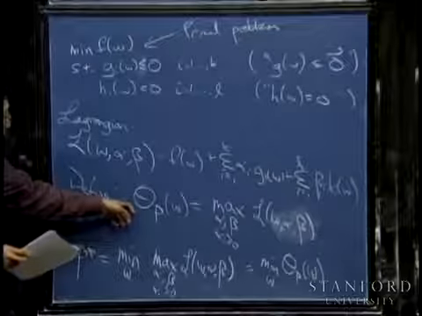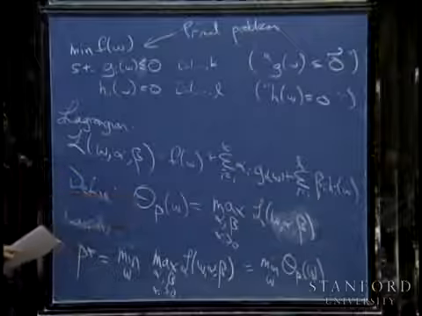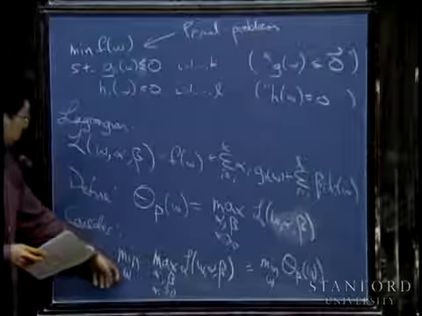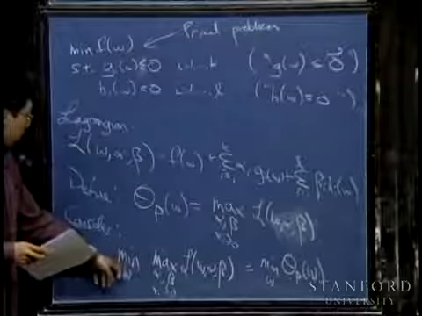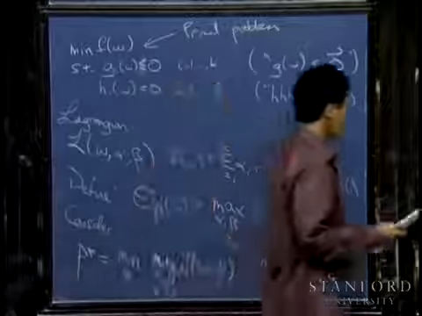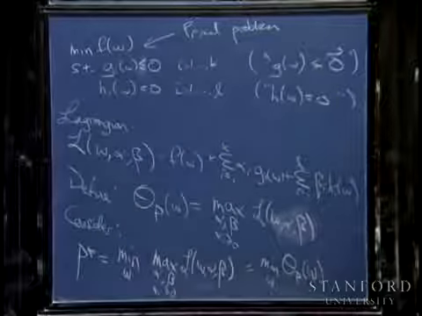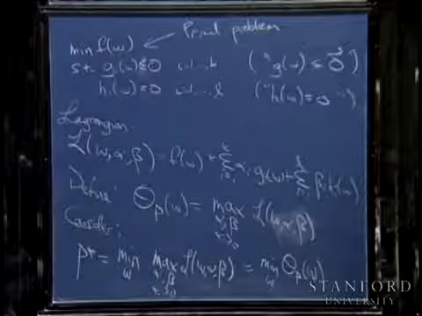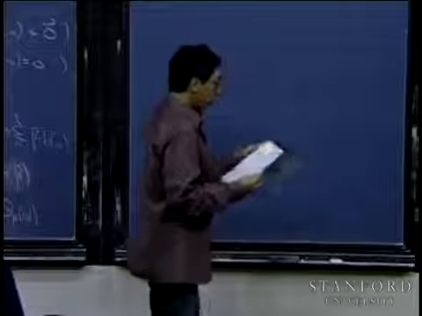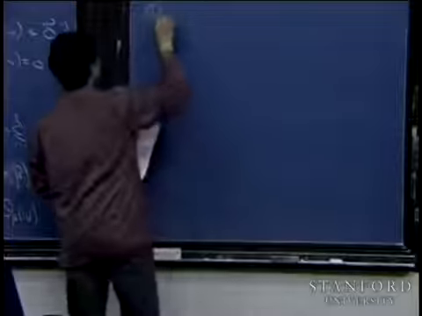Now, I want you to consider theta P, and in particular, I want to consider the problem of what happens if you minimize as a function of w this quantity theta P. Right. So, let's look at what theta P of w is, right?